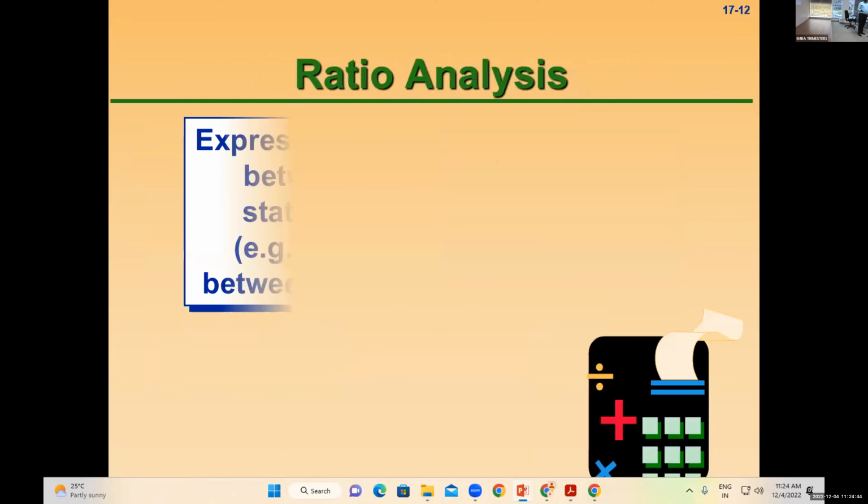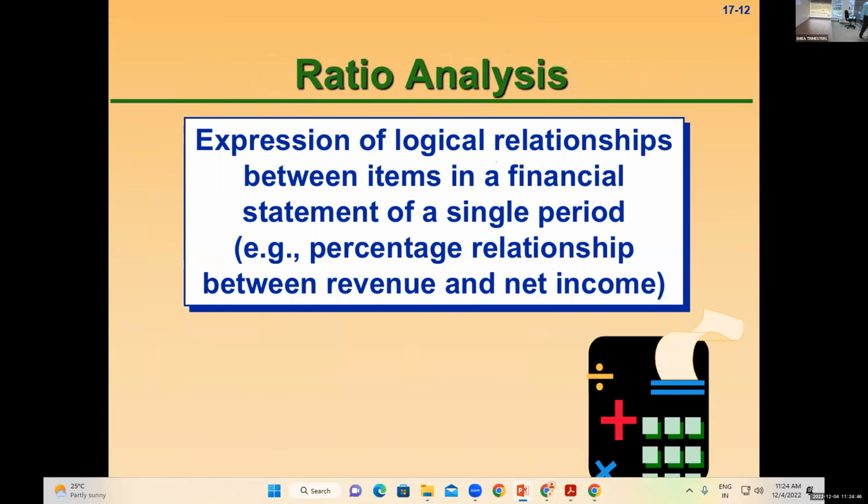So now we come to ratio analysis. Though there are so many tools, our syllabus concentrates only on the application of ratios. I already told you ratio analysis means the expression of logical relationship between items in the financial statement of a single period. Example, percentage relationship between revenue and net income. The same example I told you, ROI.